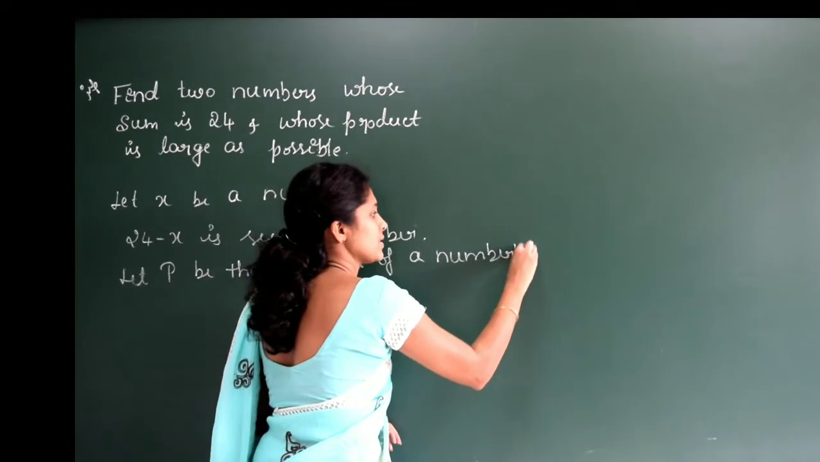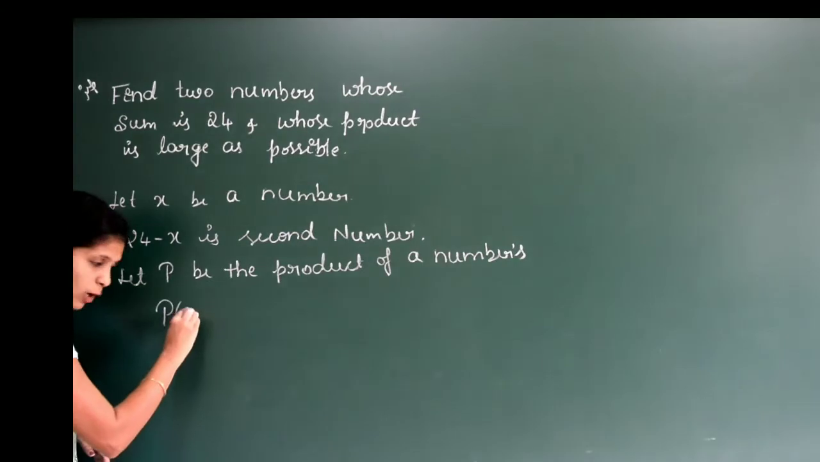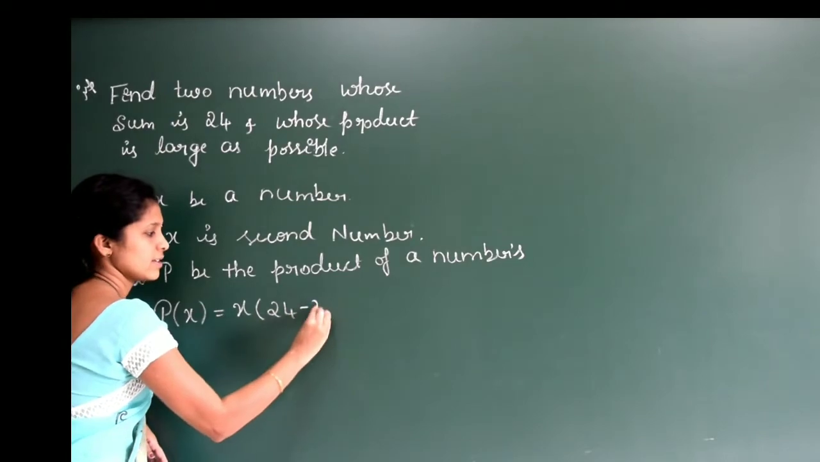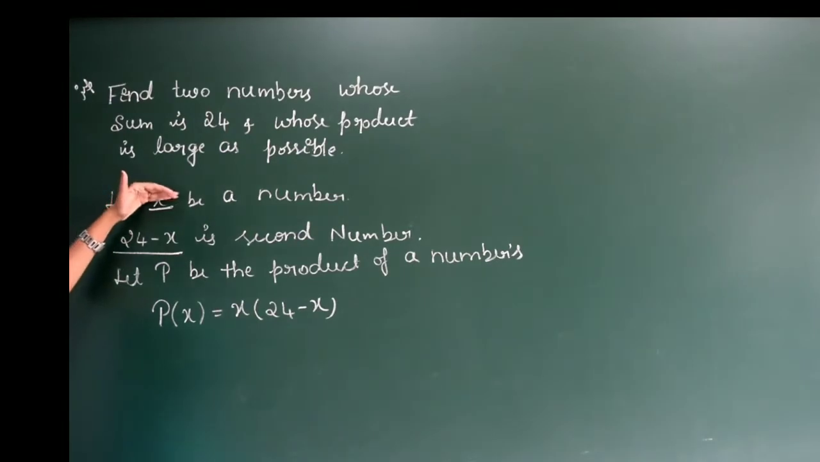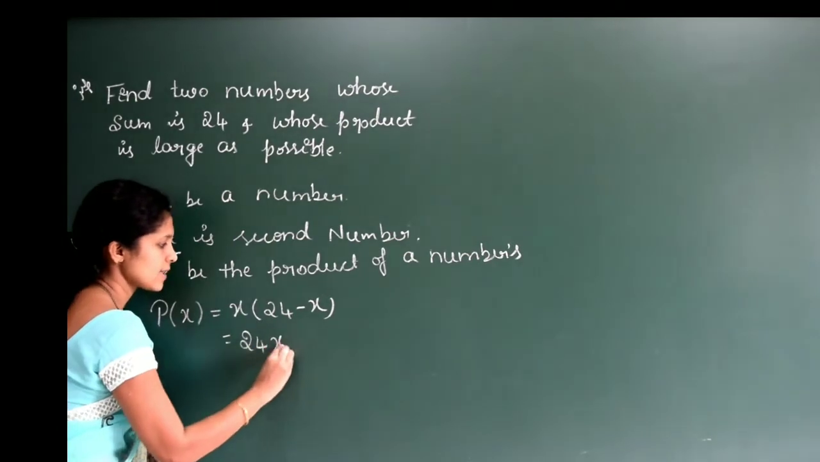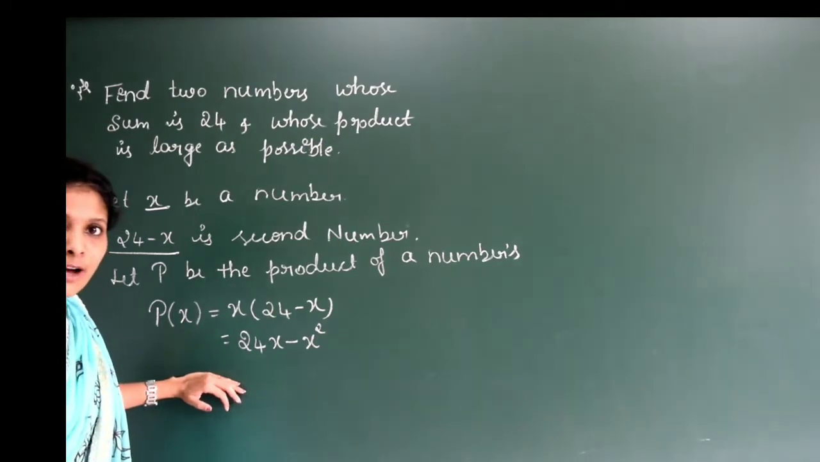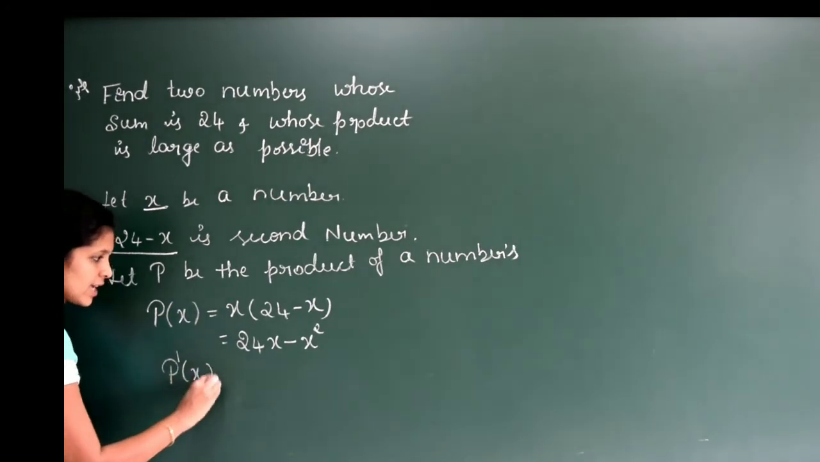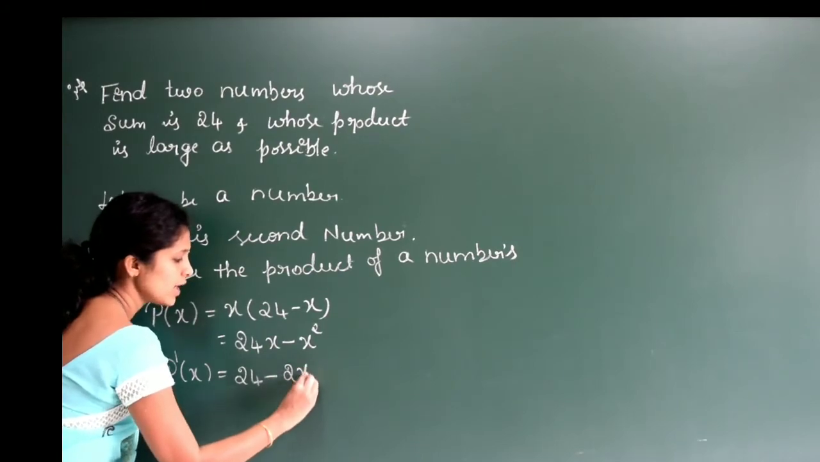Fine. So we have considered p as the product of the numbers. We will consider this in the form of x, so we will consider the product as p of x. The product will be x into 24 minus x. One number is x and the other number is 24 minus x. So if I multiply, this is 24x minus x square. Now we have to prove this is the maximum. For that, we will differentiate this one. So p dash of x is equal to 24 minus the derivative of x square, which is 2x.